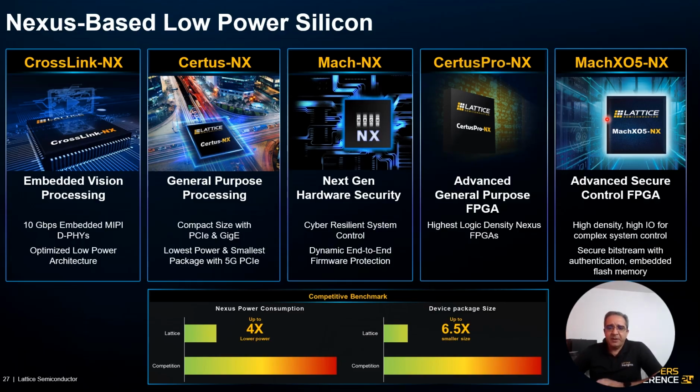So the competitive positioning, or the competitive benchmark, for the Nexus family compared to the competition in the same space shows that Nexus offers up to 4 times lower power than the competition. It also offers much smaller packages, up to 6.5 times smaller than the competition.